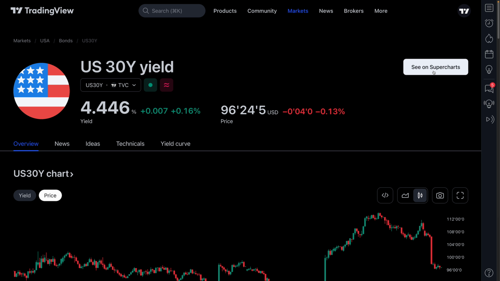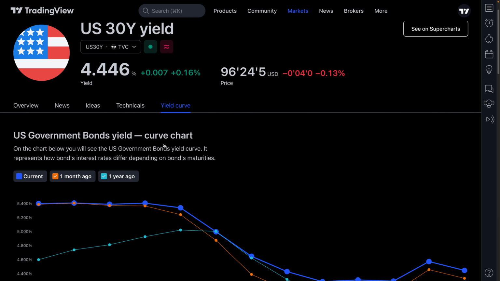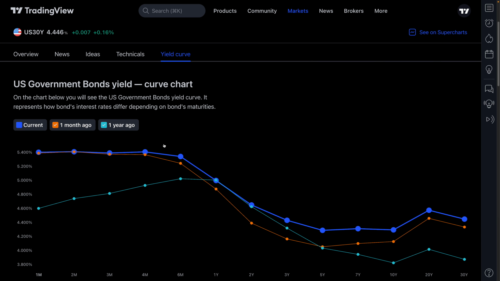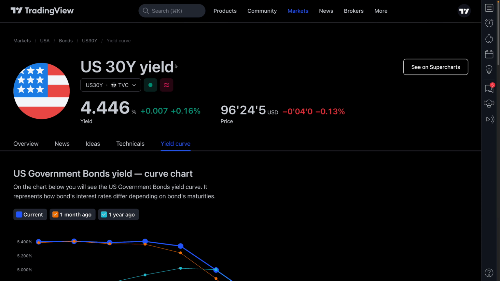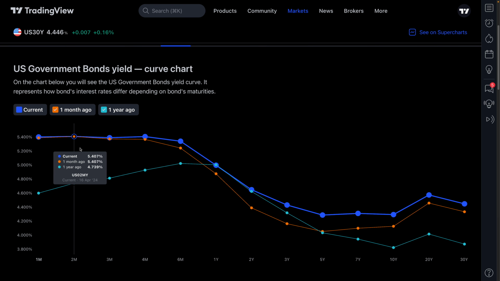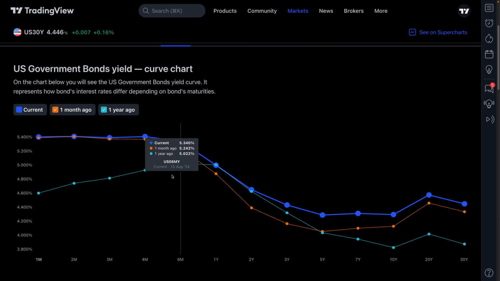Before we head to the charts, see on Super Charts, or as we mentioned, you can click this Launch Full Chart View. We do want to remind you of some cool features that we just can't miss. One of those is the yield curve chart. If you find yourself on the yield page, the symbol page like this, you'll see there's a yield curve chart, and you can see different yield curves over different points in time.